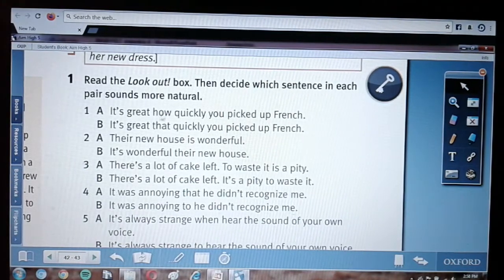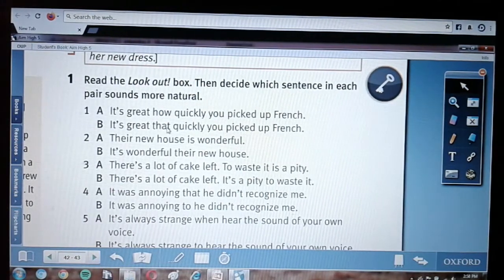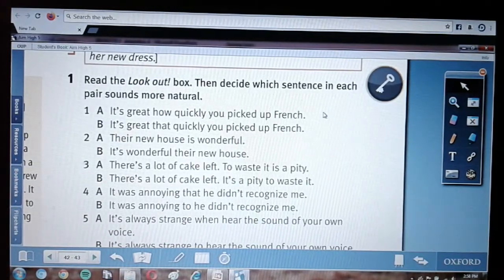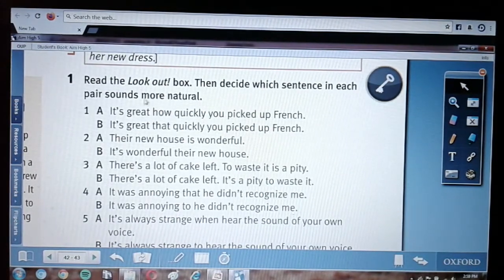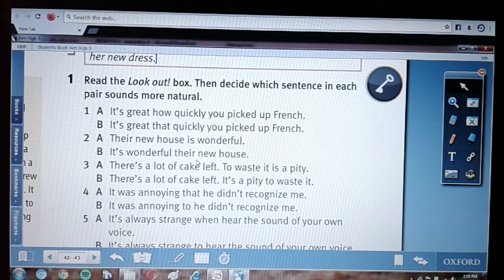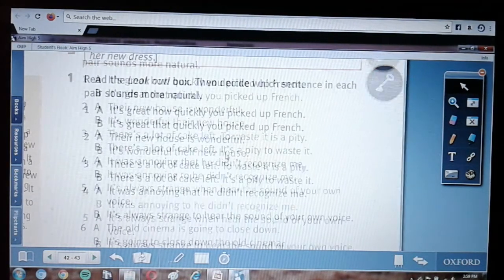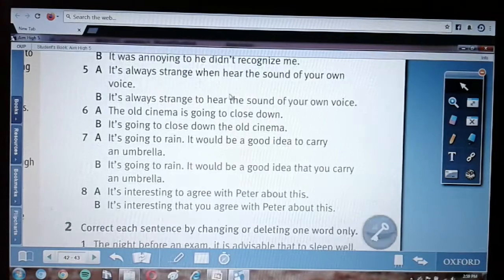A. It's great how quickly you pick up French. And B. It's great that quickly you pick up French. Which one sounds more natural? The answer is A. It's great how. So by using how as the clause here, it sounds more natural than using that as the clause. So now finish the rest of the numbers: 2, 3, 4, 5, 6, 7, and 8.